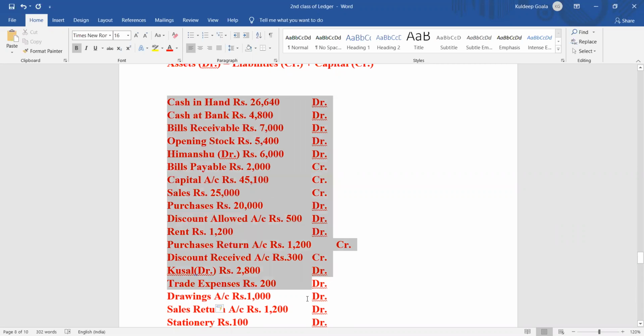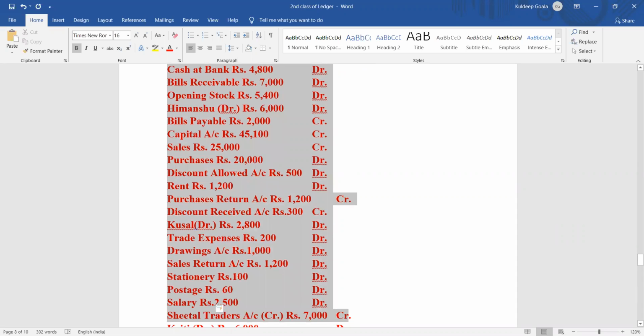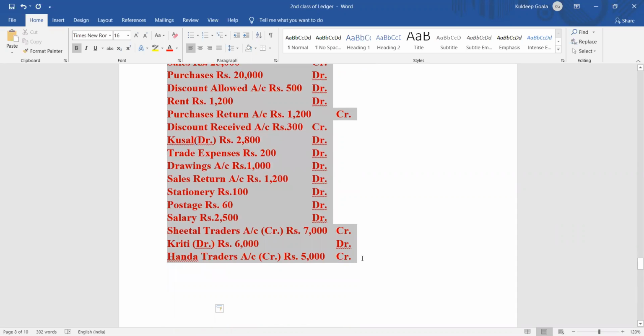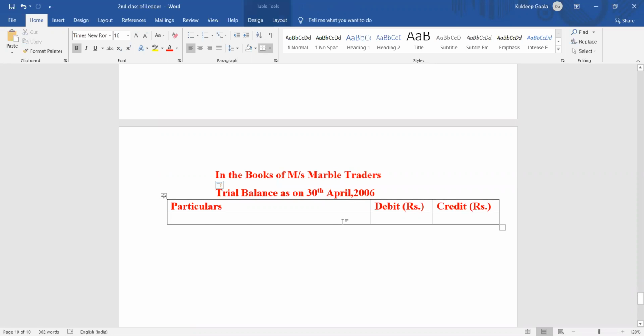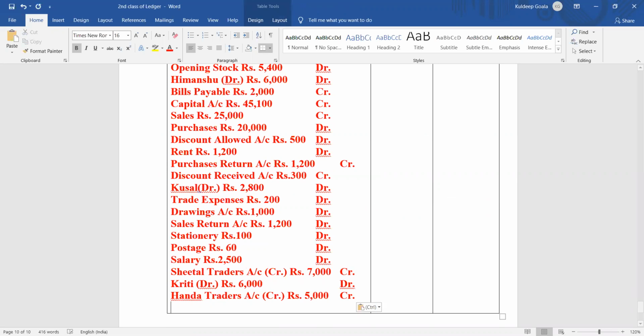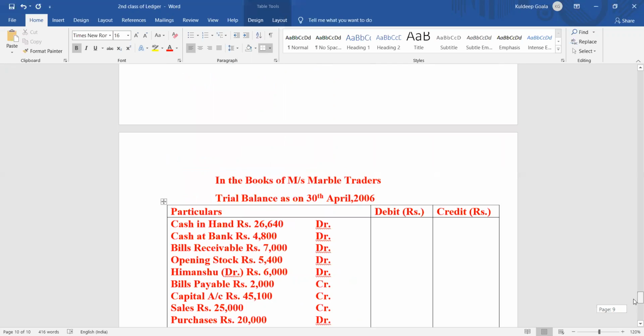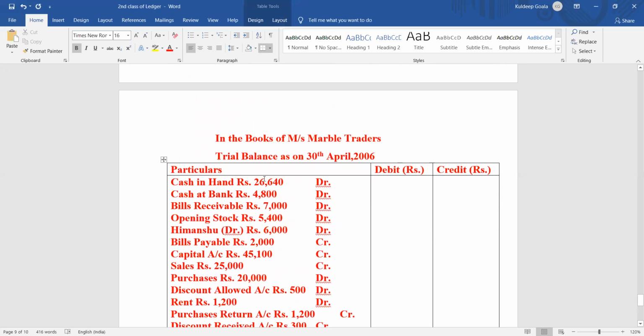So what I'm doing is copying the whole thing here, because as a whole I will show all the items together. Most of the students find it easy. Some find the T format easy. You can do as you like. All the items you place, one by one. You can see cash in hand is debit, right? So go and place it in the debit side.